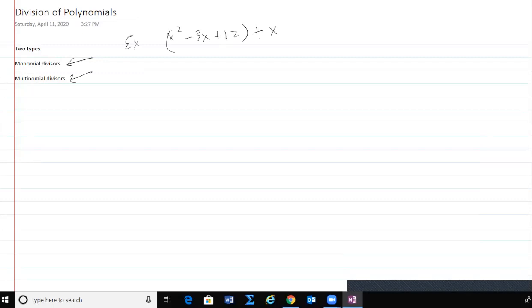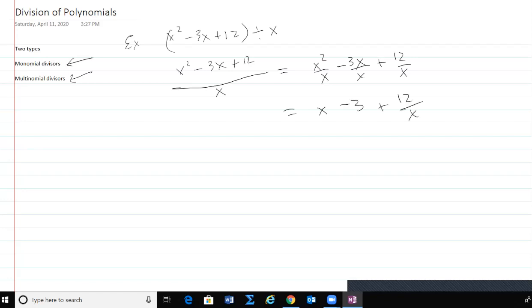an x, for example. So I set it up this way, divide by an x. And that means I can write separate fractions like this. I do this because it makes it easier. So this one reduces to x, this is minus 3, and this does not change. It's stuck like that. But that's how our answer is. That's how we leave it. So we've done the division.